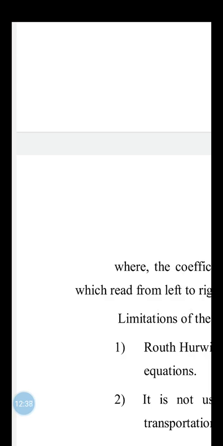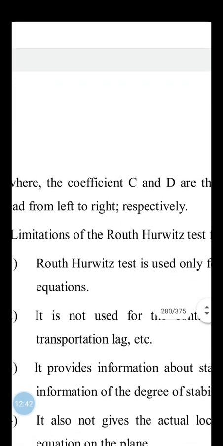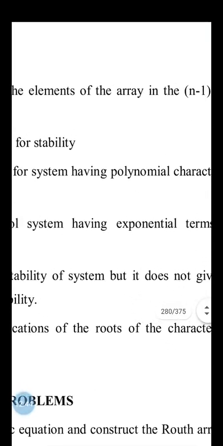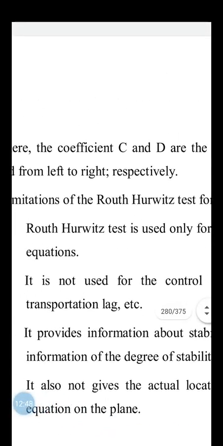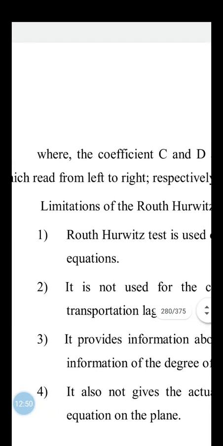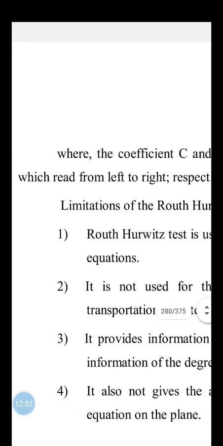where c and d are nothing but the elements of the array in which the n minus 1th row reads from left to right.